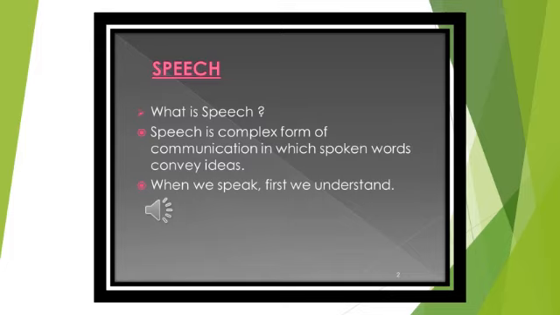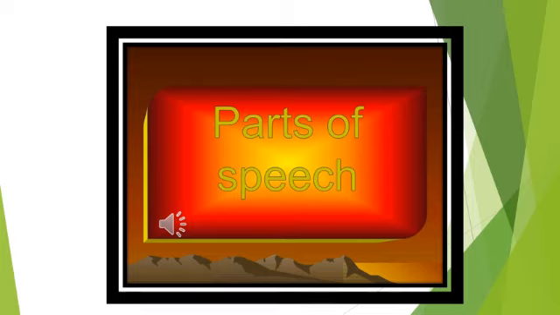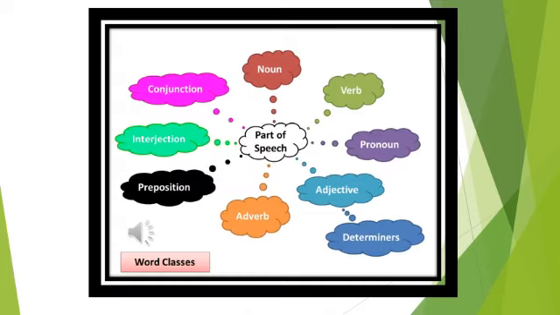Now, today's topic is parts of speech. What does it mean, parts of speech? As I have told you, speech is whatever we say, and if speech is something, it must definitely have some parts. What are those parts? There are nine parts of speech: noun, pronoun, verb, adverb, adjective, prepositions, conjunctions, interjections, and determiners. The first one is noun.